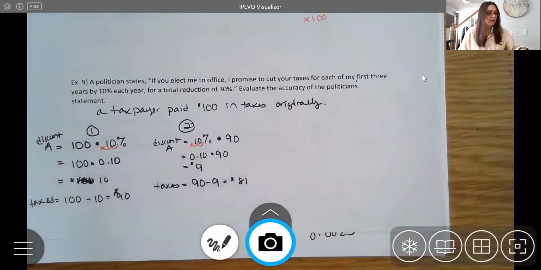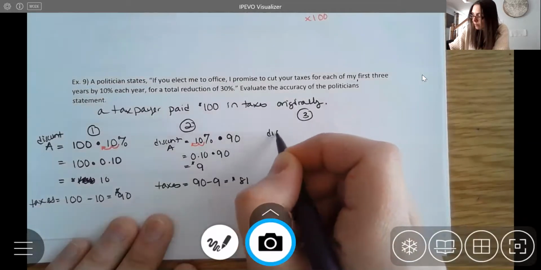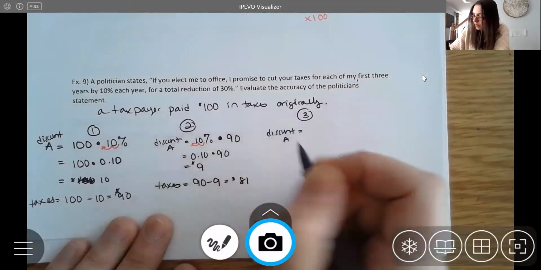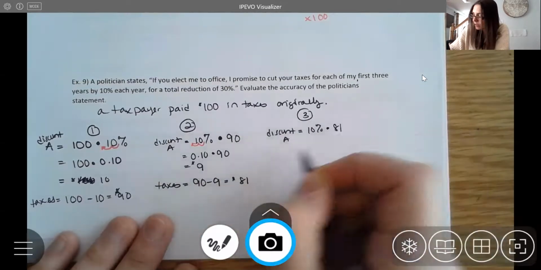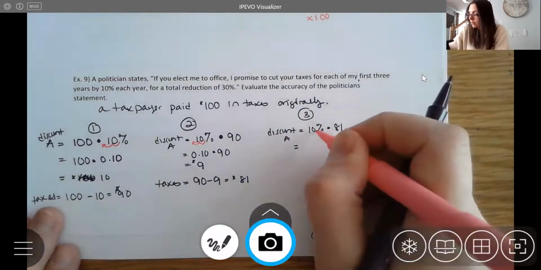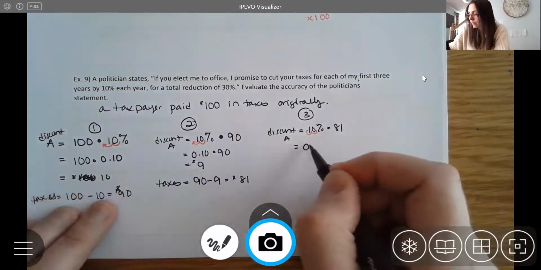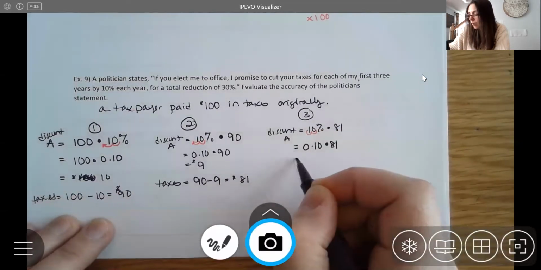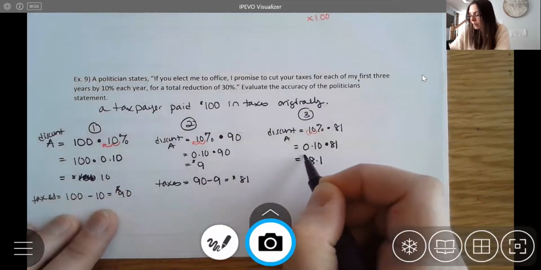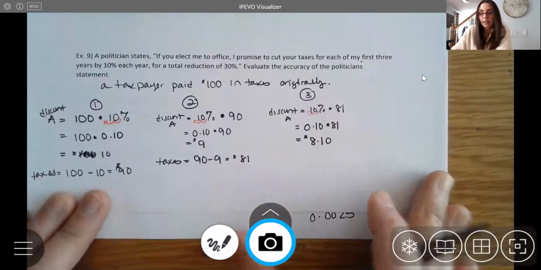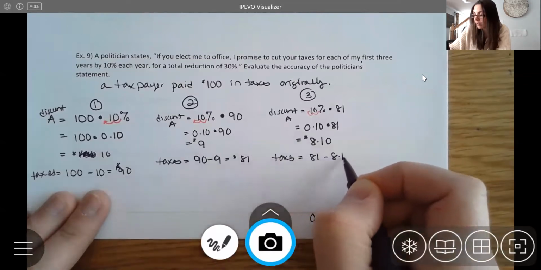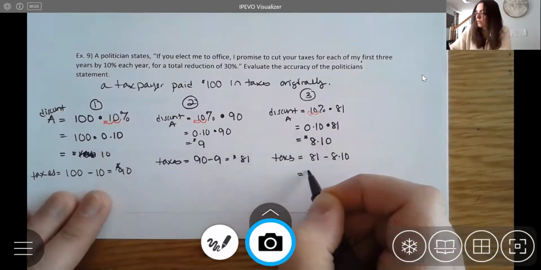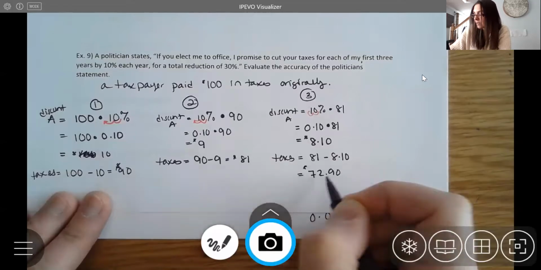And then we're going to do the same thing again for year 3. So discount amount equals 10%. And again, this time our taxes are not 90, they're $81. When I multiply this out, I get 8.1. And remember, this is dollars, so this would be $8.10. So the taxes we pay here would be 81 minus $8.10. And when you subtract this out, they would pay $72.90.